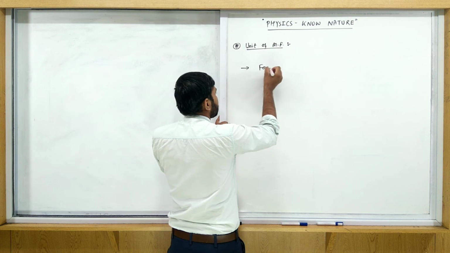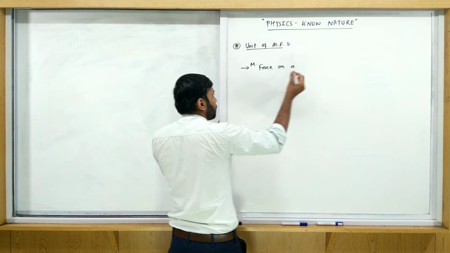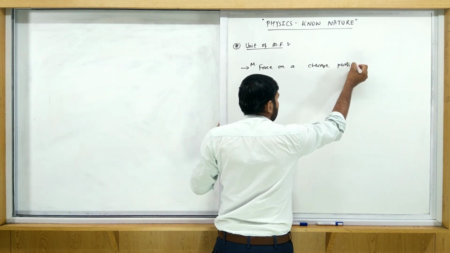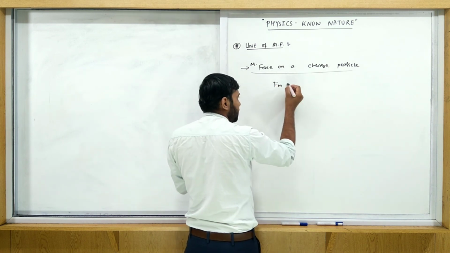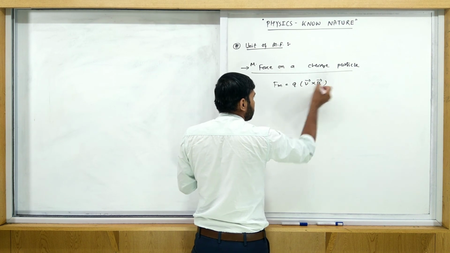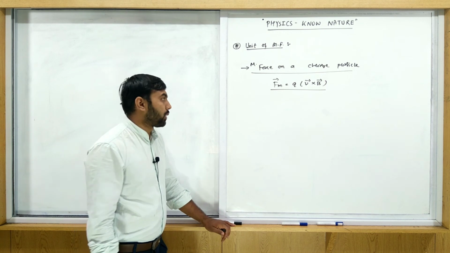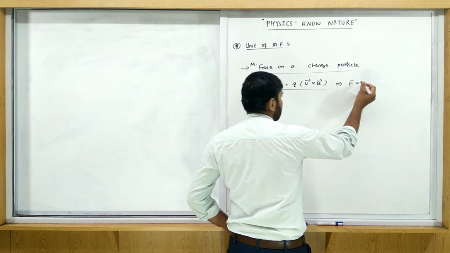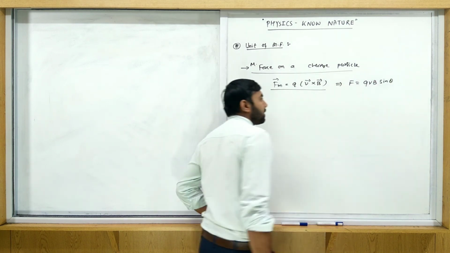So force on, I mean the magnetic force on a charged particle. What is this magnetic force? Fm is equal to Q into V cross B. This is the equation of magnetic force. If you write this in terms of magnitude, then F is equal to QVB sin theta.